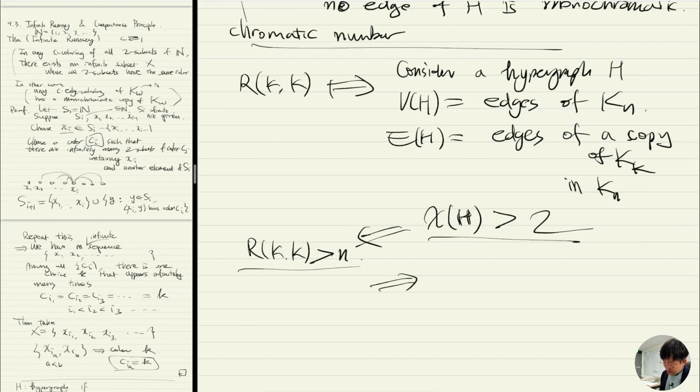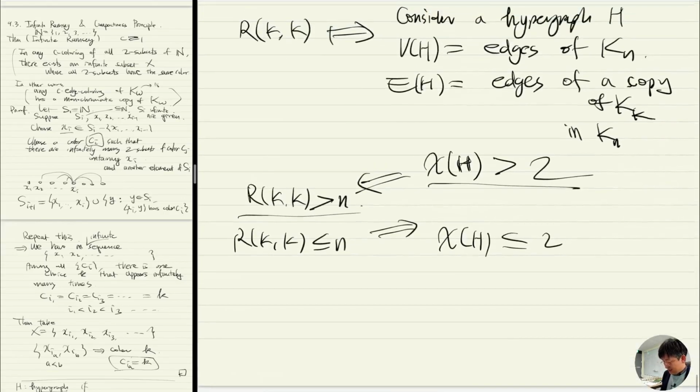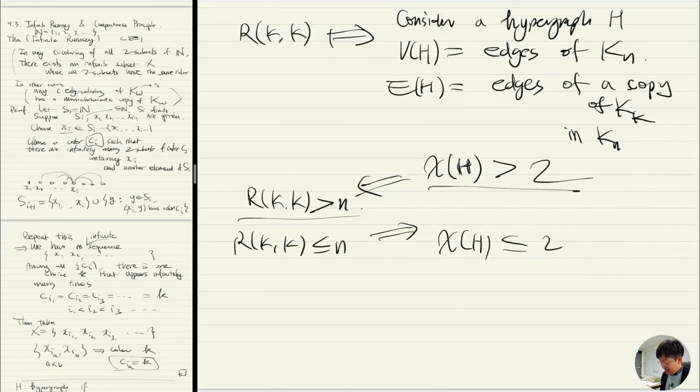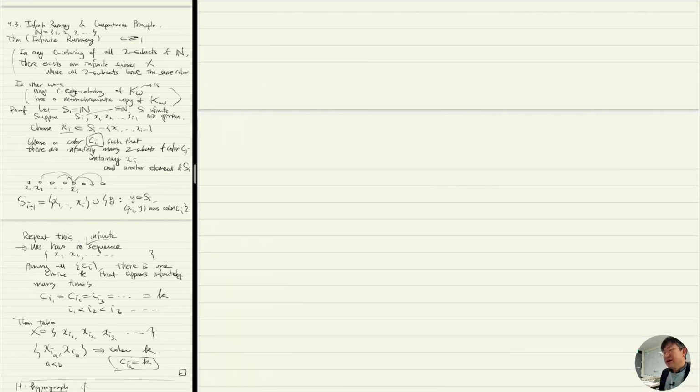Or the other way around, right? If the Ramsey number is smaller than something, then the chromatic number is smaller than something, right? It's a contrapositive statement. Now, with this observation, we're going to show you the compactness principle.